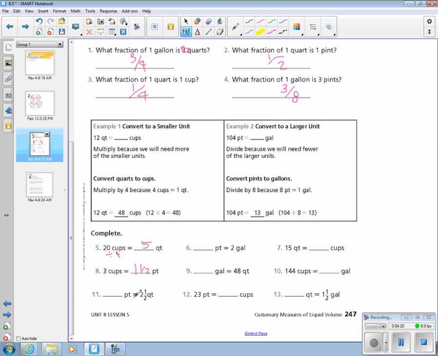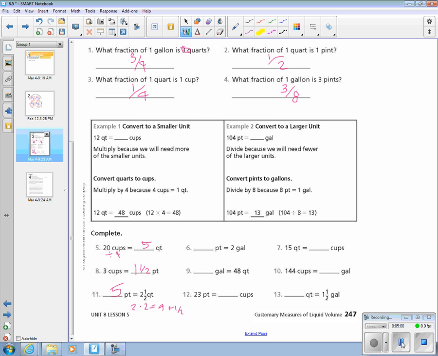Next, we go to 11, and we're going from pints to quarts. Well, we know how many quarts we have, so we need to know how many pints that would be. 1 quart is 2 pints, so if we take 2 times 2 equals our 4 pints, and then we're going to add 1 more half, so plus 1/2 pint equals 1 whole pint. So we're going to have 5 pints is 2.5 quarts.